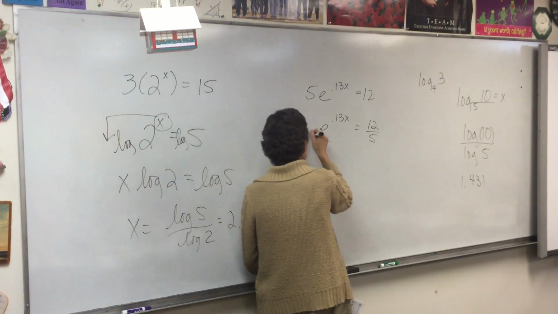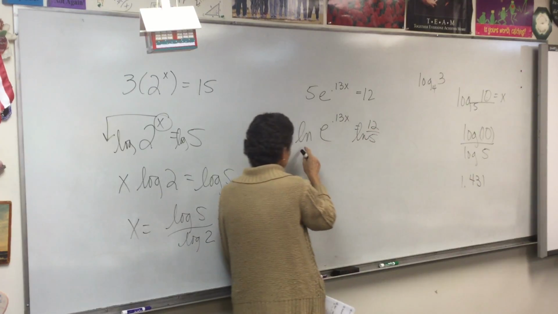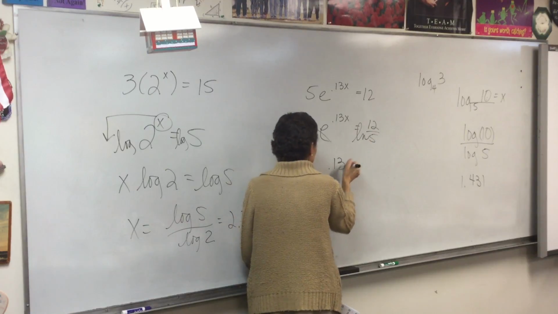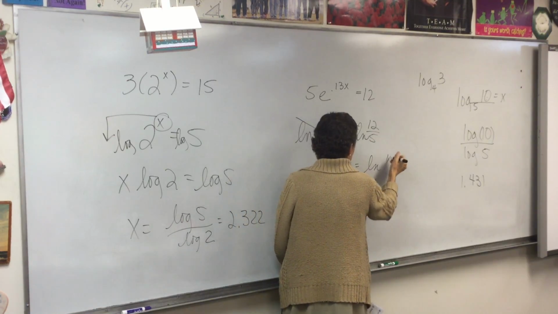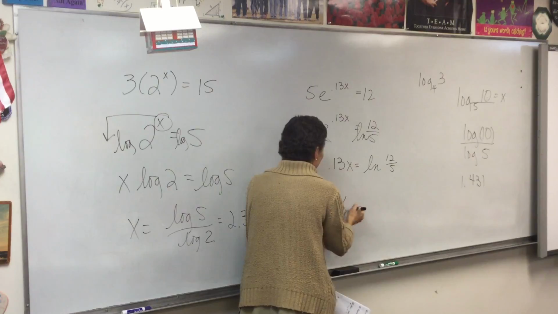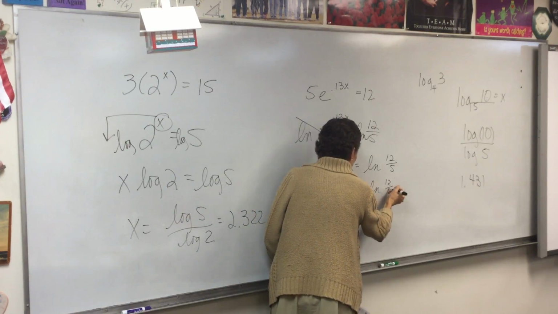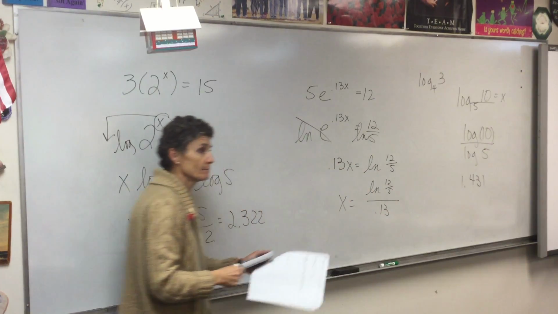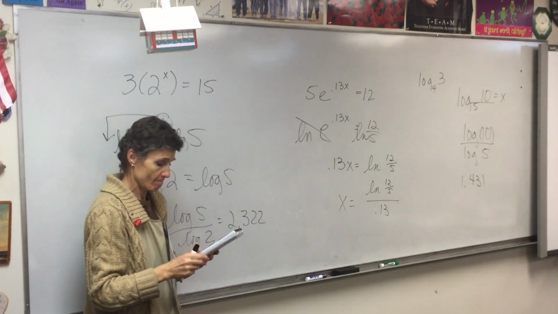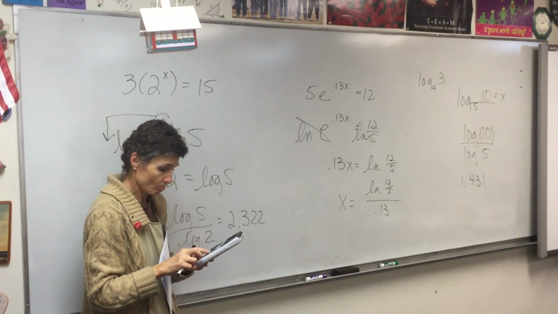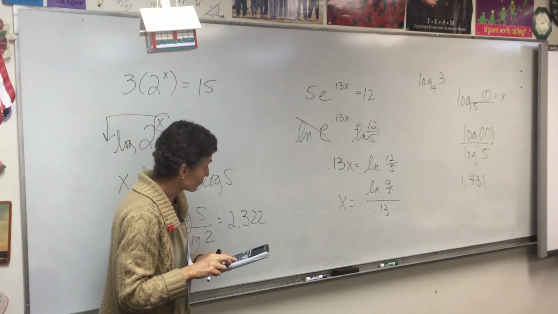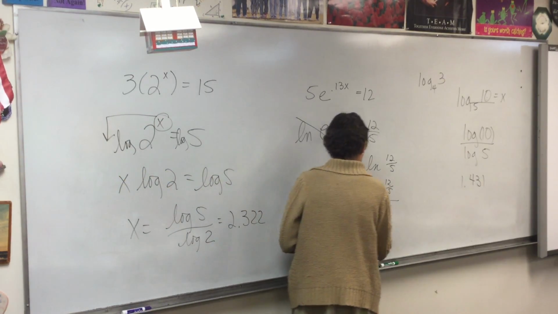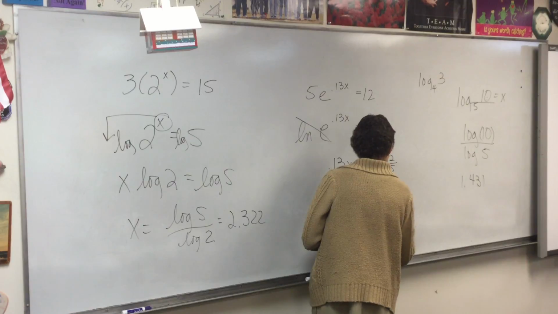We're going to ln it, and here's why. What happens when you have an ln e? They're gone, and we have 0.13x equals ln 12/5. So x will be ln 12/5 divided by 0.13. And I got 6.734.